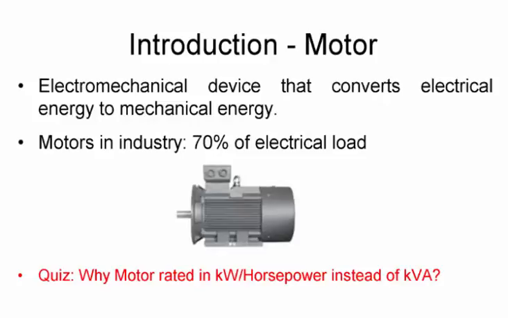Now, a motor is an electromechanical device that converts electrical energy into mechanical energy. And motors in industry make up 70% of the electrical load. Now the question is, why is a motor rated in kilowatt or horsepower instead of kVA, like we're rating the transformer?